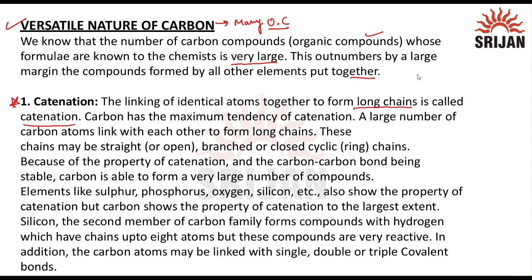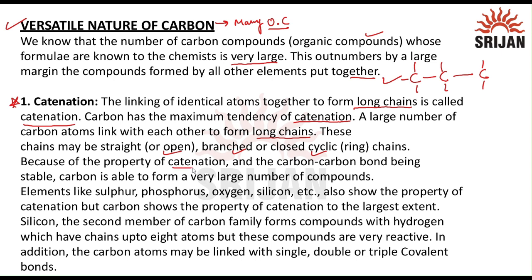As you know, carbon can combine to form a long chain of carbon atoms, to form an aliphatic or a closed chain. We will discuss it later in the videos. Carbon has the maximum tendency of catenation. A large number of carbon atoms link with each other to form a long chain, as I mentioned here. These chains may be straight, open, branched, or closed in a cyclic ring chain.